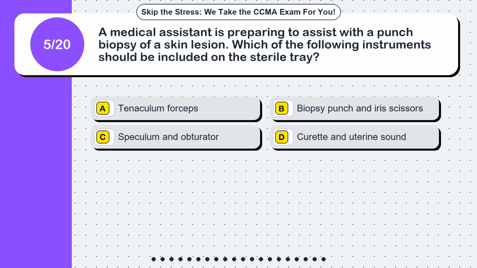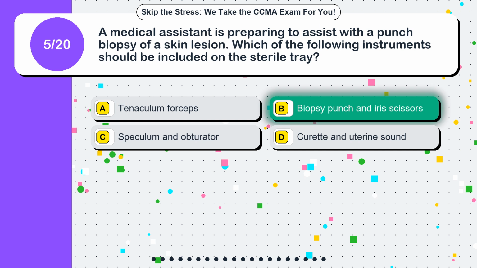Question 5. A medical assistant is preparing to assist with a punch biopsy of a skin lesion. Which of the following instruments should be included on the sterile tray? Option A, tenaculum forceps. Option B, biopsy punch and iris scissors. Option C, speculum and obturator. Option D, curette and uterine sound. The correct answer is option B, biopsy punch and iris scissors.